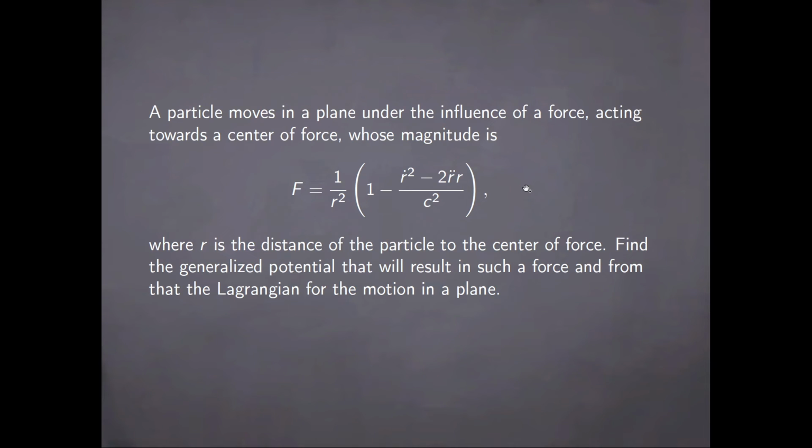And lastly, we are going to discuss a problem involving forces in Weber's electrodynamics. The statement is as follows. A particle moves in a plane under the influence of a force acting towards a center of force whose magnitude is given by the expression here. So in magnitude, it looks a bit like a kind of a Coulomb force, but it also has these terms, which involve velocities and accelerations in the radial component, and the square of the speed of light in vacuum. And yeah, r is the distance of the particle to the center of force.